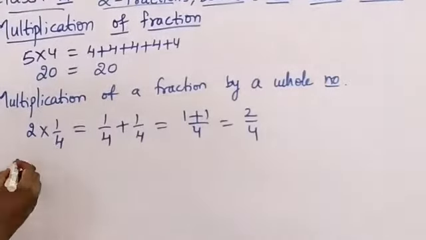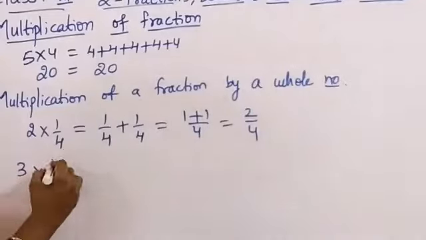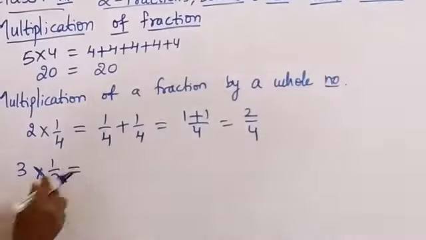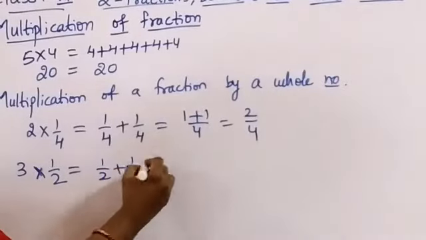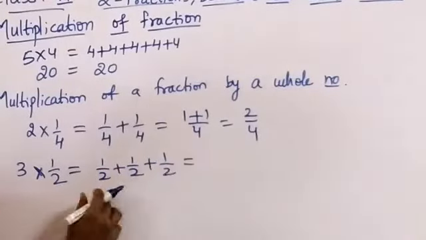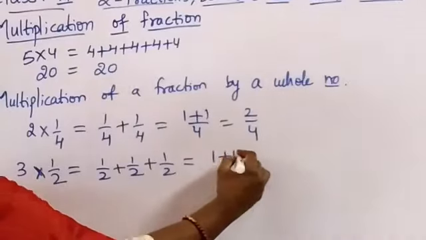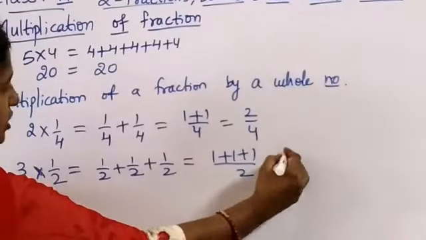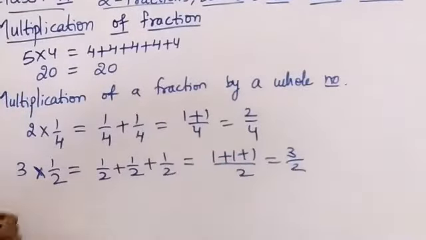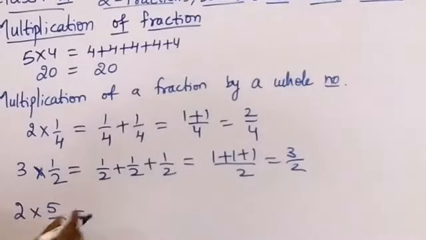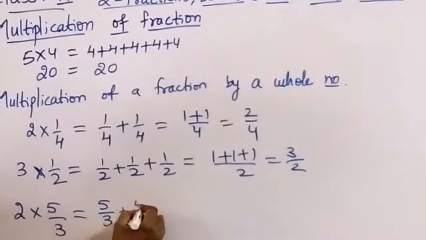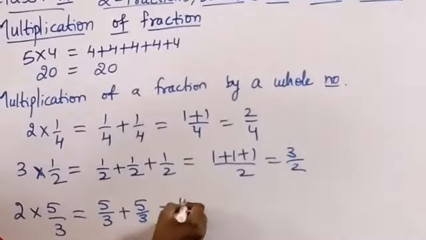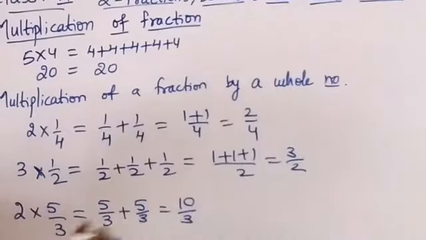Yes? And if I take one more example, 3 into 1 by 2 means 1 by 2 is added 3 times. So 1 by 2 plus 1 by 2 plus 1 by 2. Denominators are same and numerators 1 plus 1 plus 1 by 2, that is how much? 3 by 2. Next I will take 2 into 5 by 3. Okay, means 5 by 3 is added 2 times. So 5 by 3 plus 5 by 3. How much will we get? 10 by 3. 5 plus 5, 10 by 3.